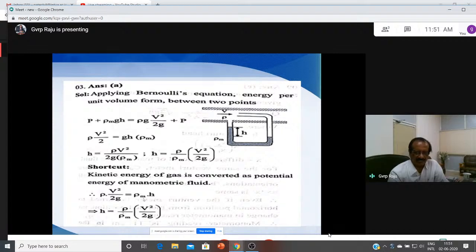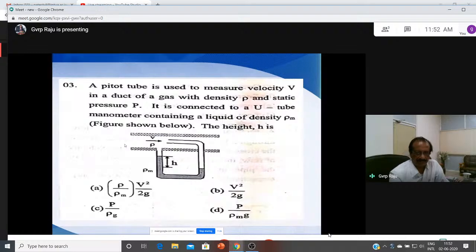So h is equal to rho by rho m into v square by 2g. In short form, you can easily get this. The kinetic energy of the gas is the potential energy of the manometer liquid. So half m v square, this is rho v square by 2g, and rho m h, where rho m is the density of the manometer liquid, and h is the difference. So h is equal to rho by rho m into v square by 2g. So the answer is A.